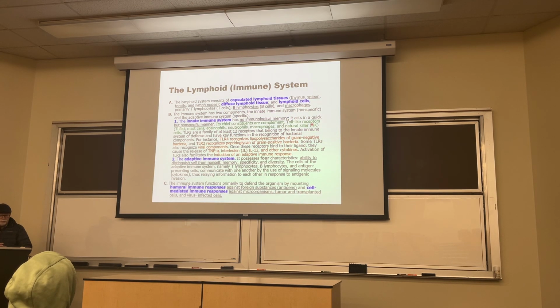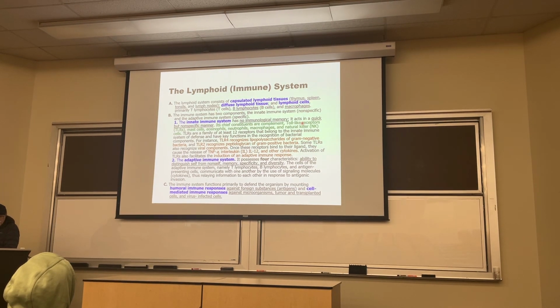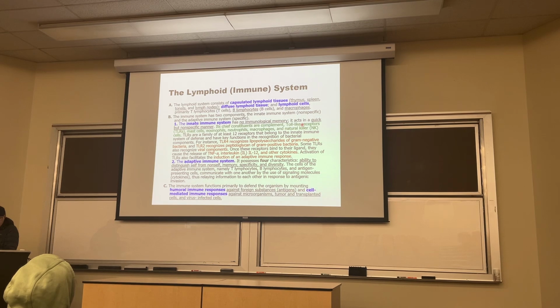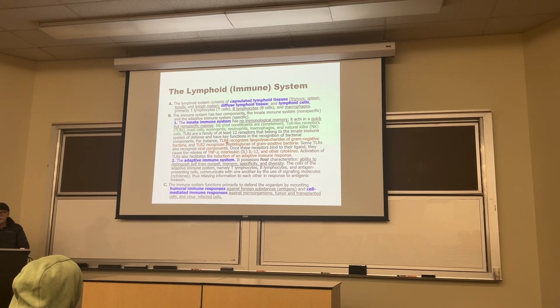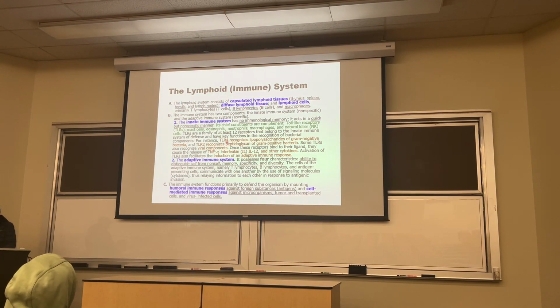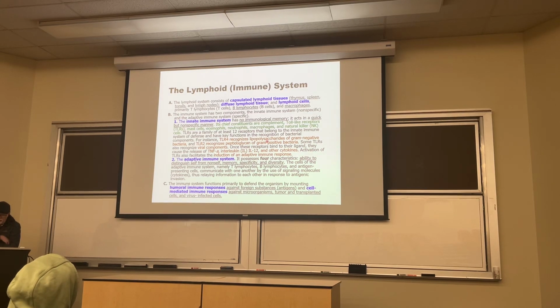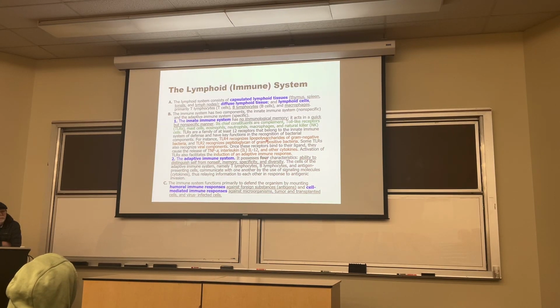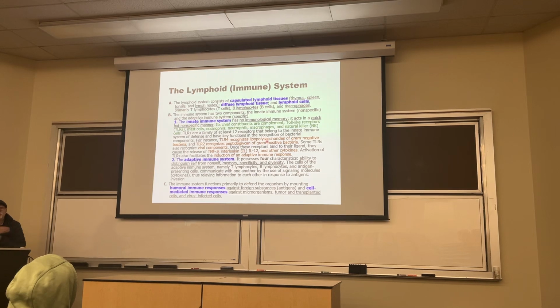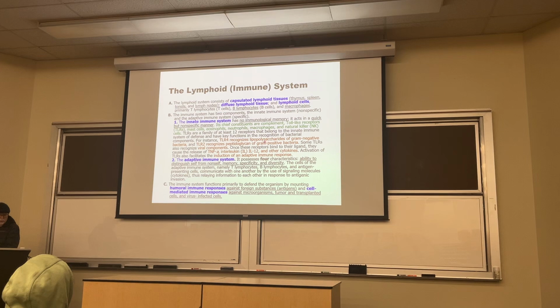Receptors bind things based on their shape. And these toll-like receptors can bind different things and initiate immune system responses. For instance, toll-like receptor 4 recognizes lipopolysaccharides of the gram-negative bacteria. So once you get some of that connection, you'll start fighting bacteria.